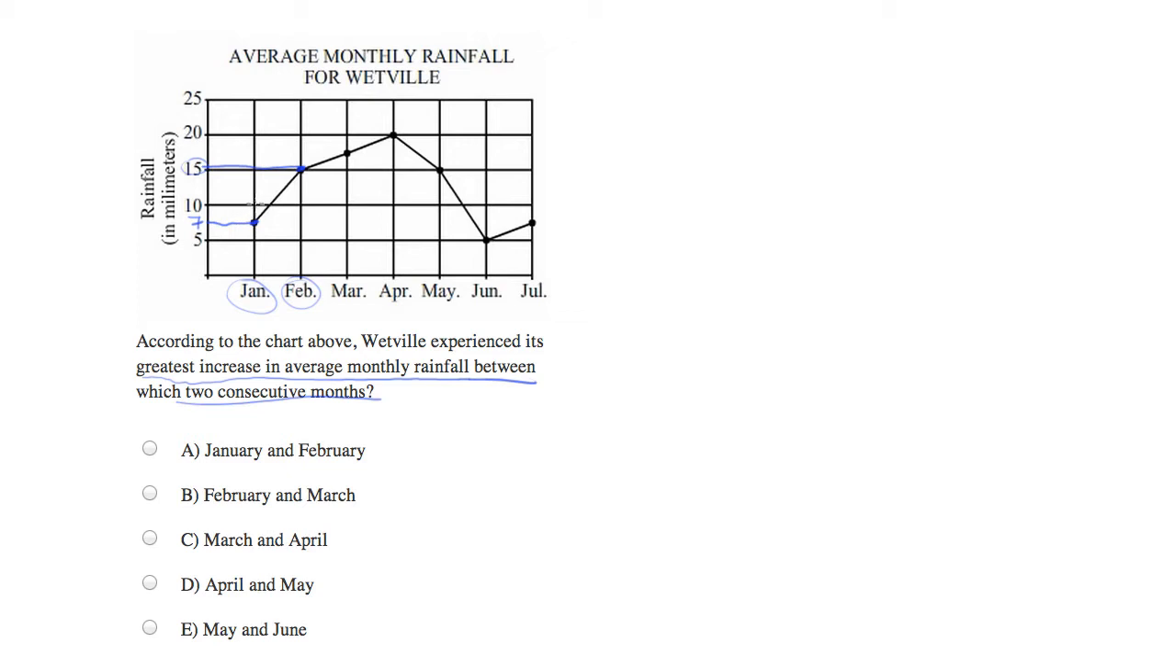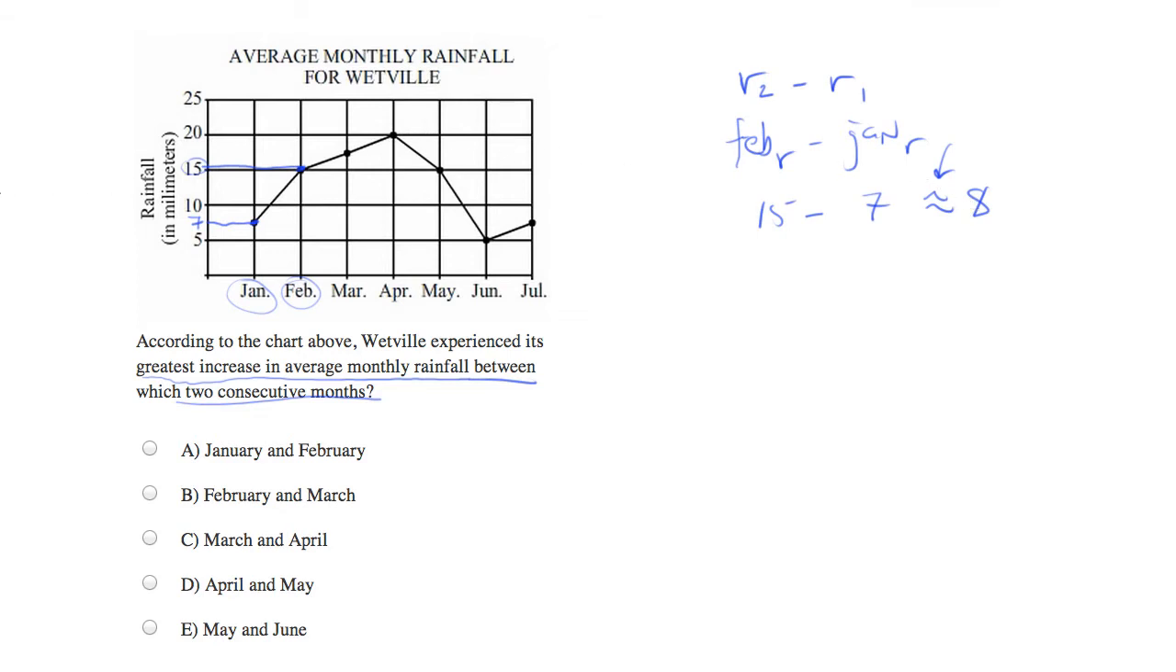So the increase will be the rainfall in the second period minus the rainfall in the first period. So here the second period is February rainfall. The first period is January. So we're going to subtract January rainfall. We're going to end up with 15 minus 7, which is approximately 8. I say approximately because I kind of eyeballed the chart. I'm not exactly positive what the number was, but I'm going to call this approximately 8.